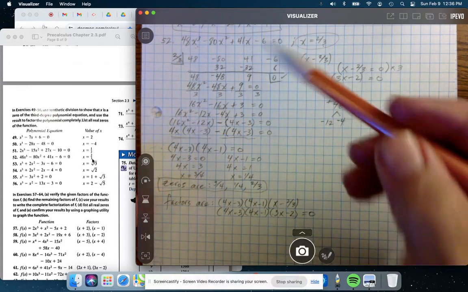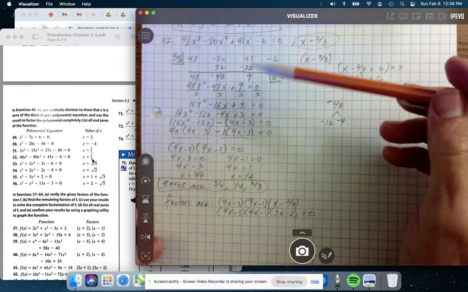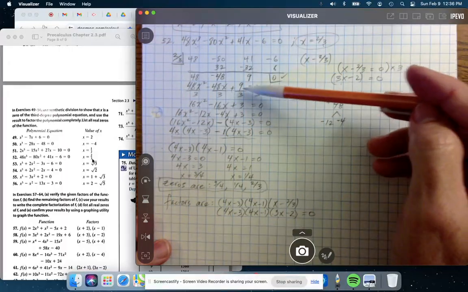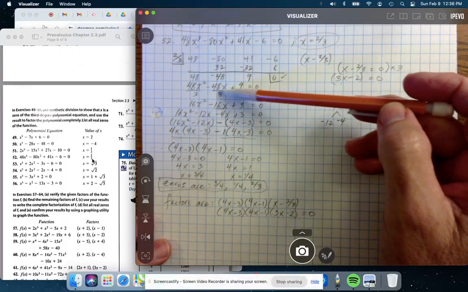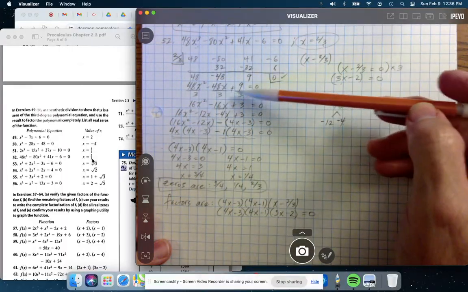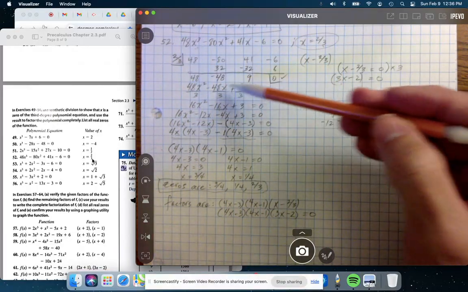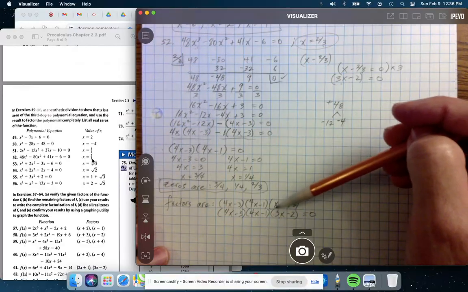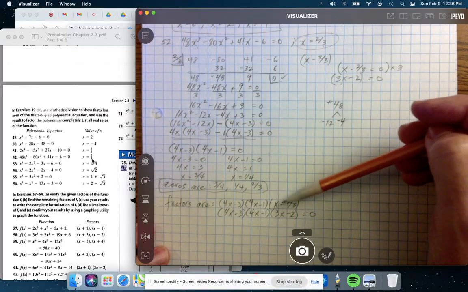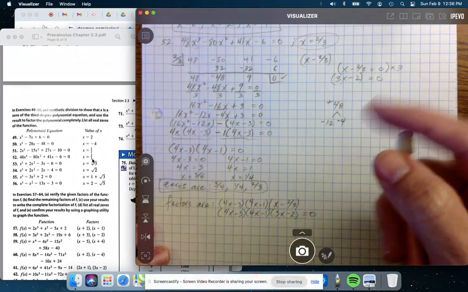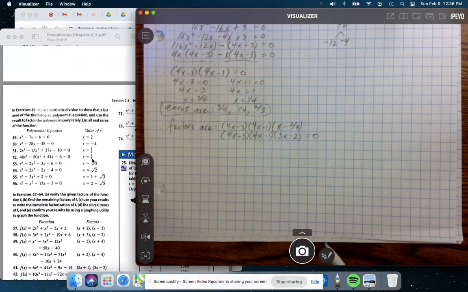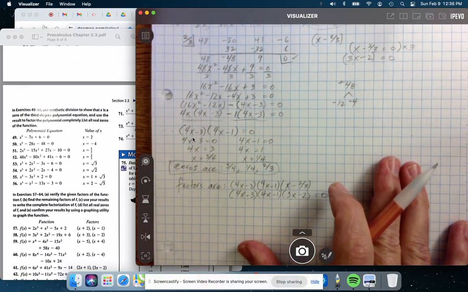All right. And it would happen even if I didn't divide all these by 3. It still would have happened. So since I divided by 3, you can think of this as adding that 3 back by multiplying this expression by 3. All right, that's it. So that was number 52.